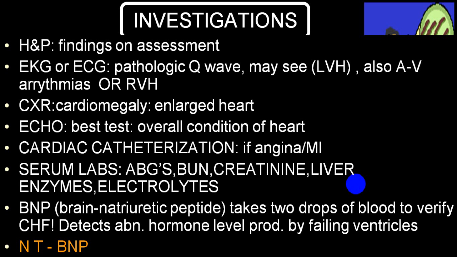Now there are some investigations which are very useful. Say like EKG gives you an idea regarding cardiac arrhythmia, ischemic heart disease, LVH, RVH, etc. Chest X-ray, cardiomegaly, RV, LV, LA, RA, pulmonary congestion, pulmonary plethora, butterfly appearance, Kerley A lines, Kerley B lines, all goes in favor of congestive heart failure. Echo is the best way.